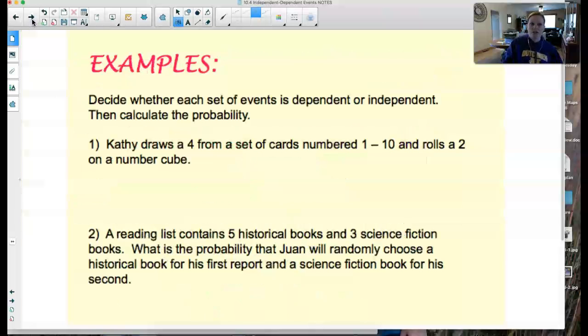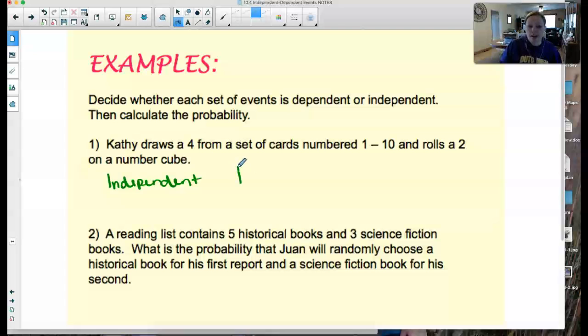Okay. So here's a couple examples. Decide whether each set of events is independent or dependent and then calculate the probability. So Kathy draws a 4 from a set of number cards numbered 1 through 10 and rolls a 2 on a number cube. Okay, first of all, these are independent events. Okay, they're independent because drawing the 4 from a set of cards has no impact on what you're going to roll on a number cube. It doesn't affect it at all.